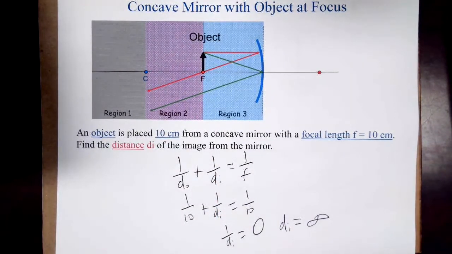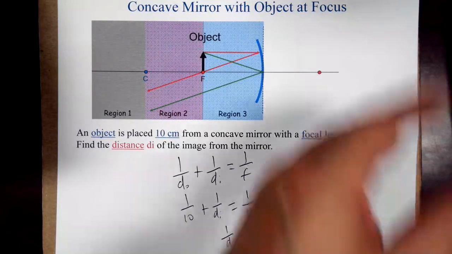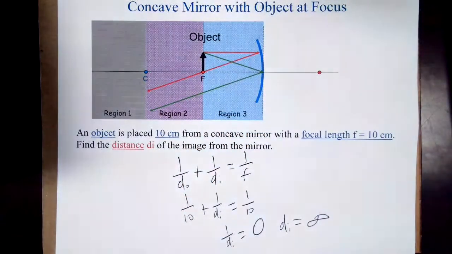Right? So 1 divided by infinity is 0. That means, basically, that the image never forms. If you try and put an object at the focal length, then you're not going to be able to see any image at all. So I'm going to try this real quick. Let's do a demo.